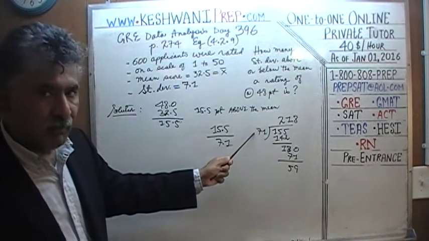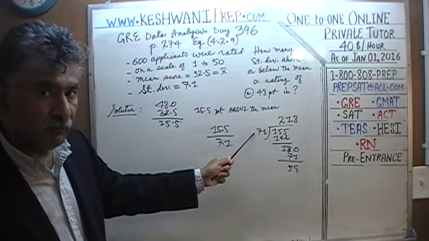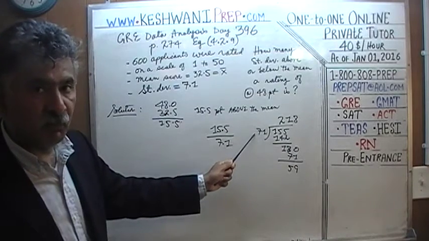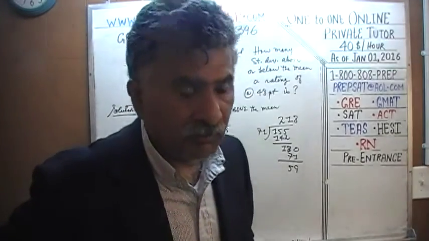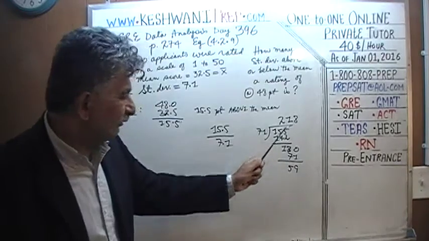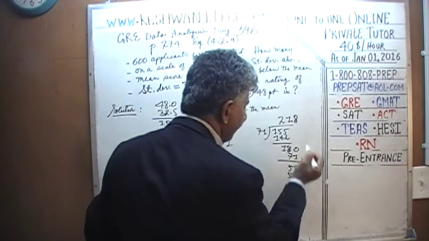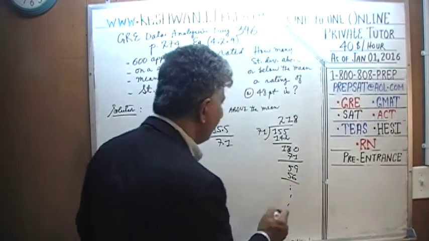7 sevens are 56, 7 sevens are 49. How do I know 7 sevens are 49? Because I know my squares, 49 is a perfect square. 7 sevens are 49, 49 plus another 7 would be 56. So 7 eights are 56. That's how we get the 8 here. That's it, it's going to continue forever.